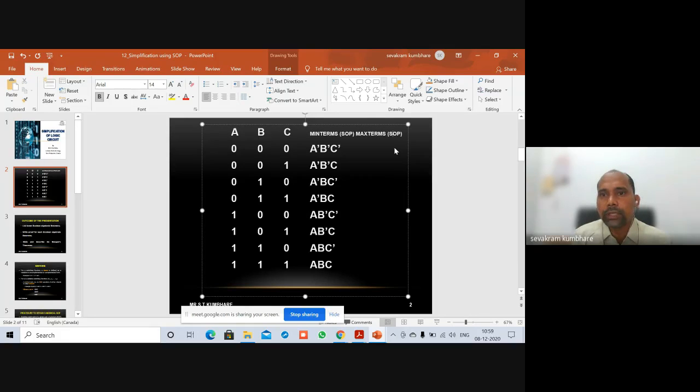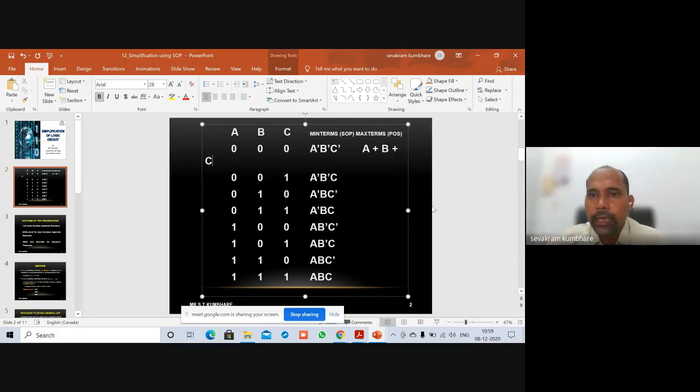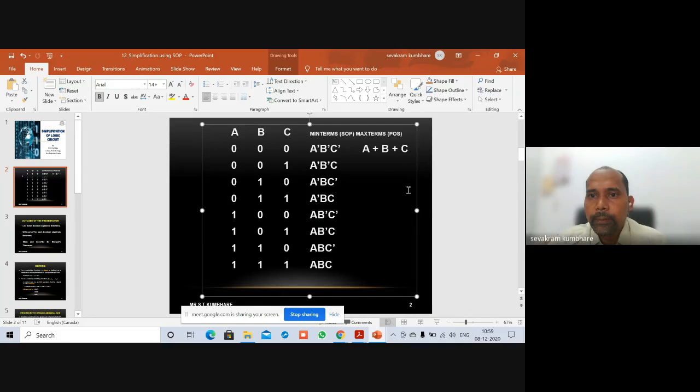Max terms, which is nothing but your POS, product of sum, can be written like this: A plus B plus C. In max terms, the expressions are written normal for 0, and with a bar for 1. This is the difference between min term and max term.